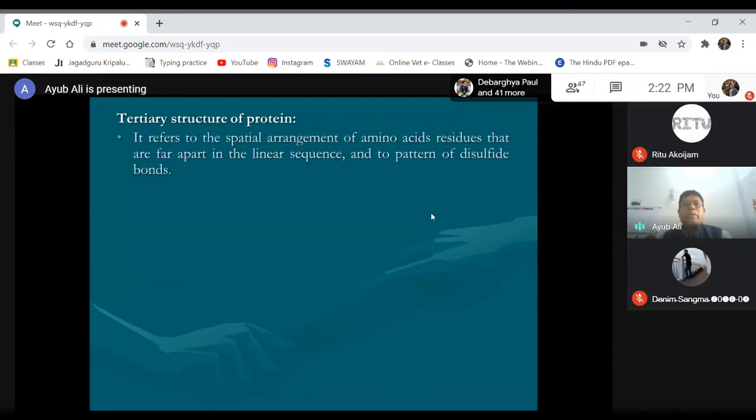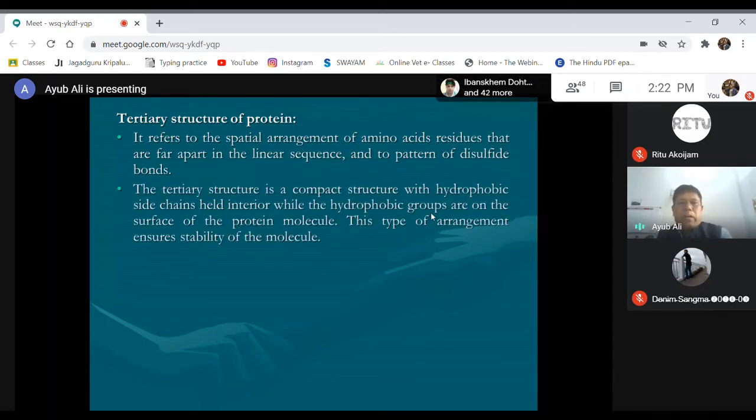So it refers to the spatial arrangement of the amino acid residues that are far apart in the linear sequence and to the pattern of disulfide bonds. One more addition here is that it also considers the disulfide bonds present in the protein. The tertiary structure is a compact structure with the hydrophobic side chains held interior. Some of the amino acids have hydrophobic side chains, and those will be buried inside the molecule. This type of arrangement ensures stability of the molecule.